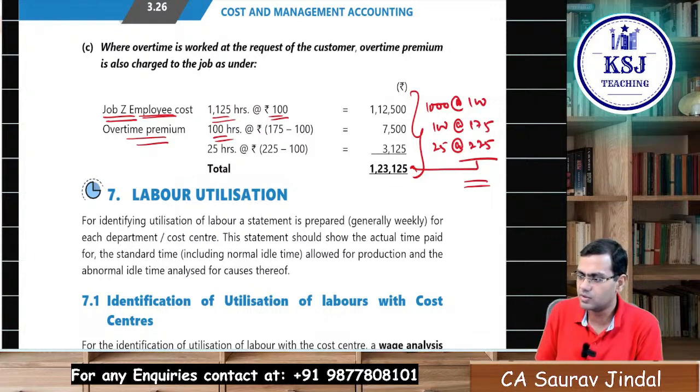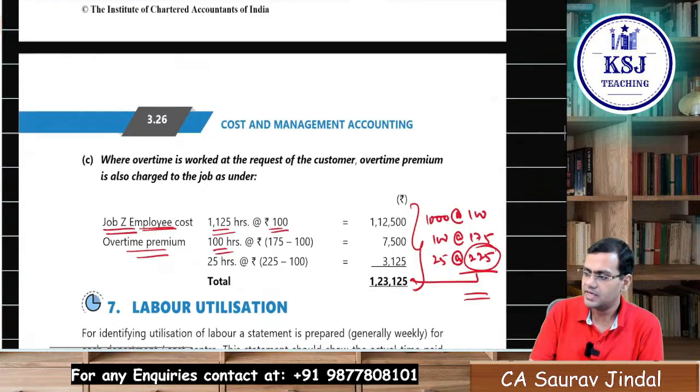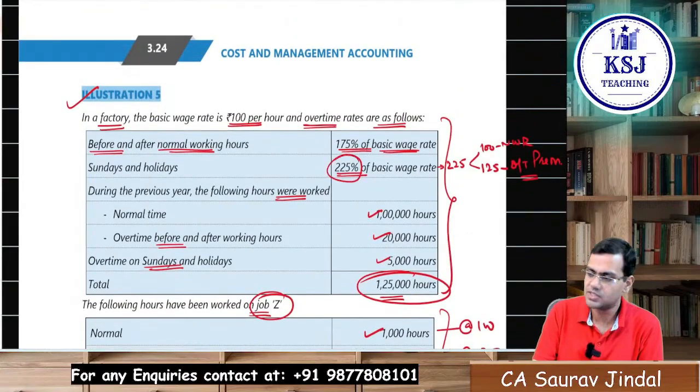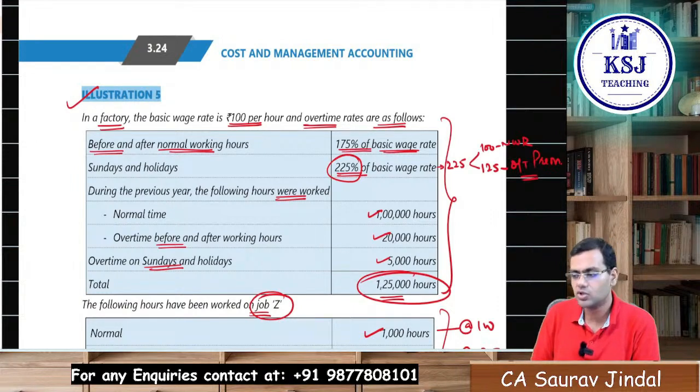Sania, where 225, where are you asking? Here at this part, it is given that it is to be paid at 225% of the basic wage rate. So the basic wage rate is 100, so 225% of 100 is 225 rupees.